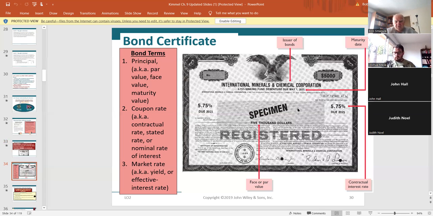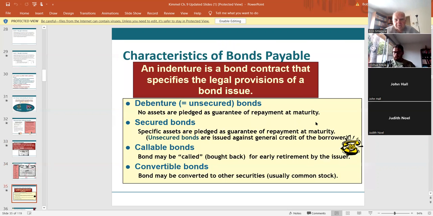Market rate, also known as the yield or effective interest rate. We call it the market rate or effective interest rate, either one. This is the interest rate that is in the market right now. In other words, this bond here pays 5.75, but everybody else in your type of business, in your environment, they're paying 5.50%. For some reason, you're paying more than the market. And that difference between 5.75 and 5.50 is going to be either a discount or a premium. Since you're paying less than the rate, you're going to be paying a discount. And hopefully we can bring this all together as we go along here.